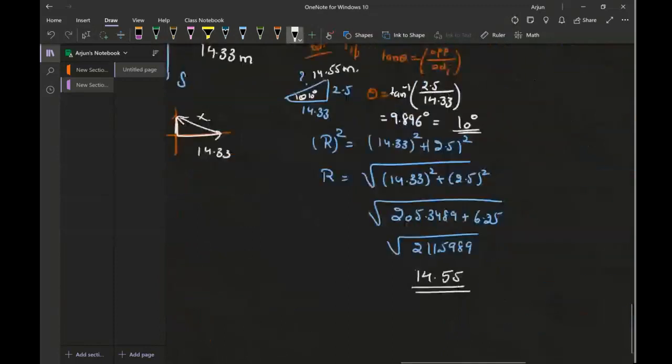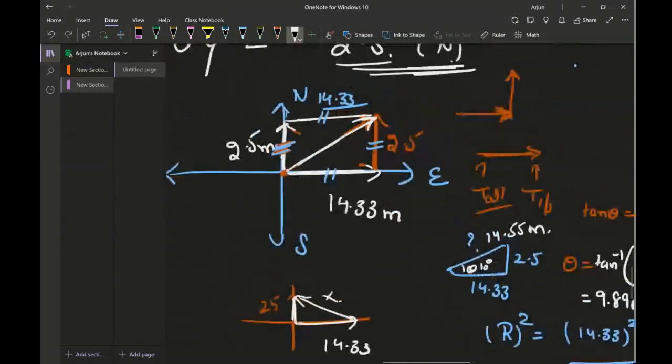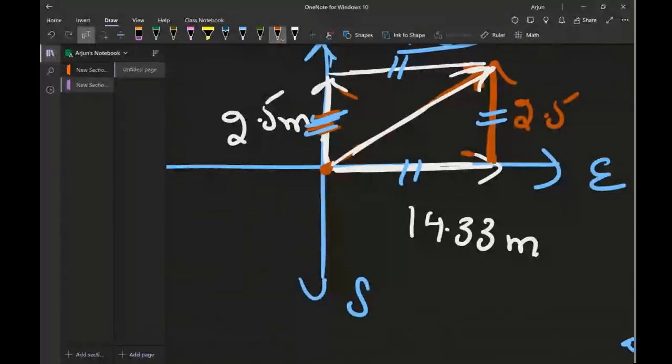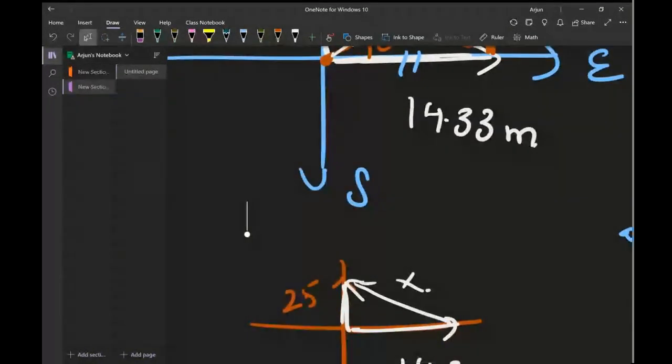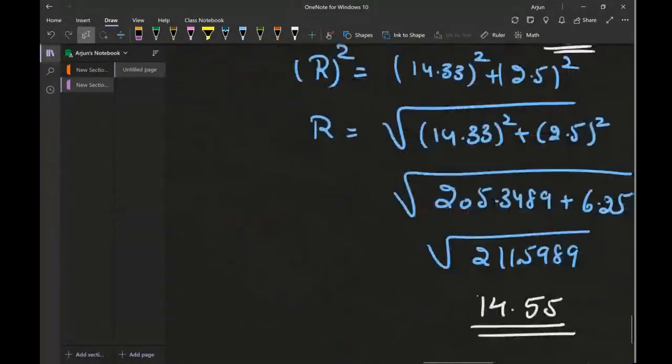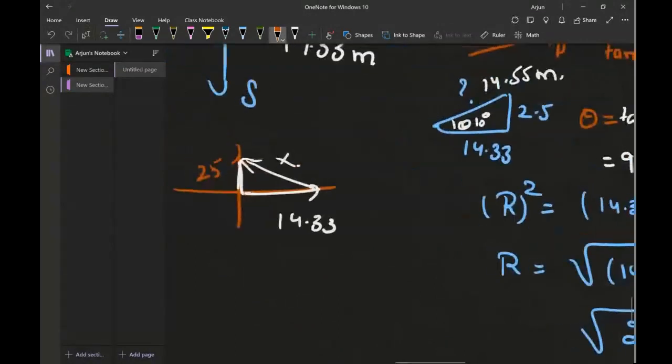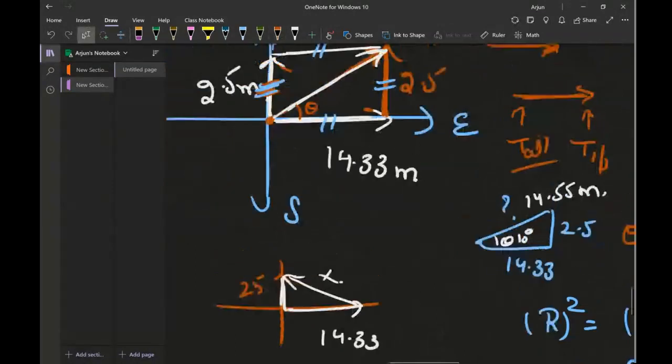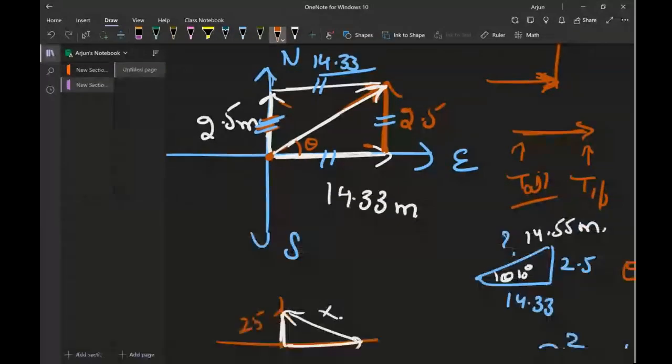So if I have to write the final answer, if I look back here, this gives me the theta angle. So the final answer comes out to be 14.55. I'll write it here: 14.55 at an angle of 10 degrees, which is north of east direction.